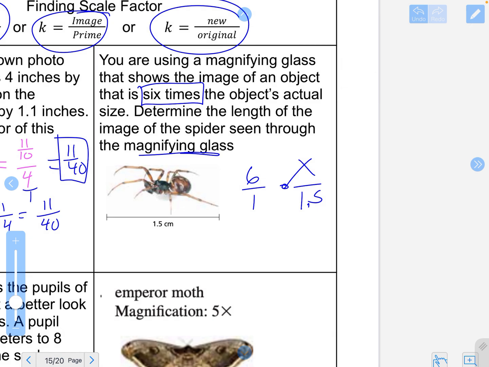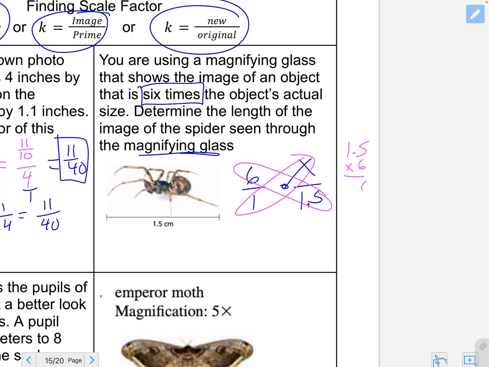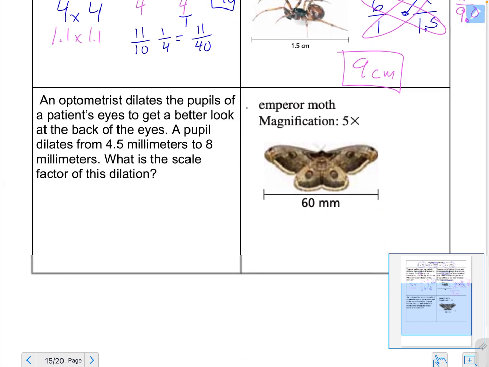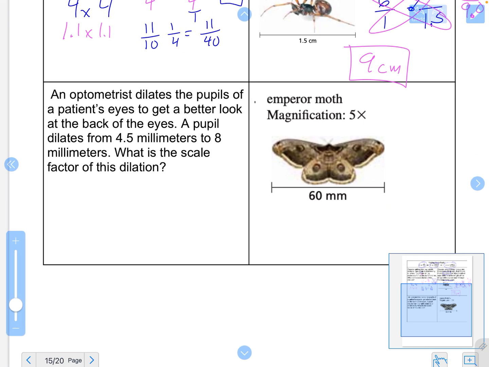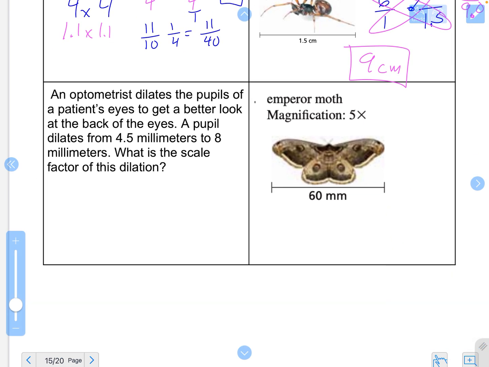So here, we're going to cross multiply and divide. So 1.5 times 6. So 6 times 5 is 30. 6 times 1 is 6. So 6, 7, 8, 9. So 9 centimeters is how big the spider is going to look through the magnifying glass. So I want you to do these last two on your own to find the correct number and check with the class notes.